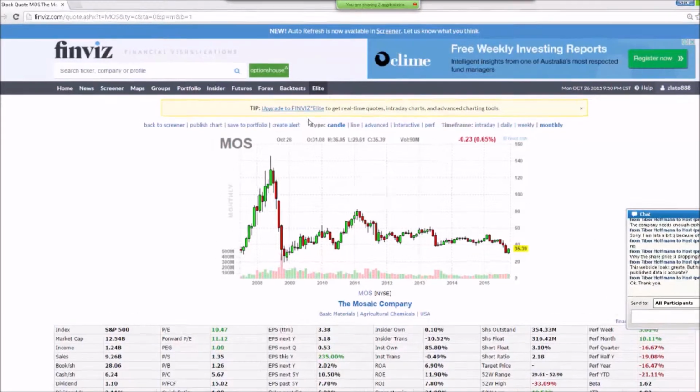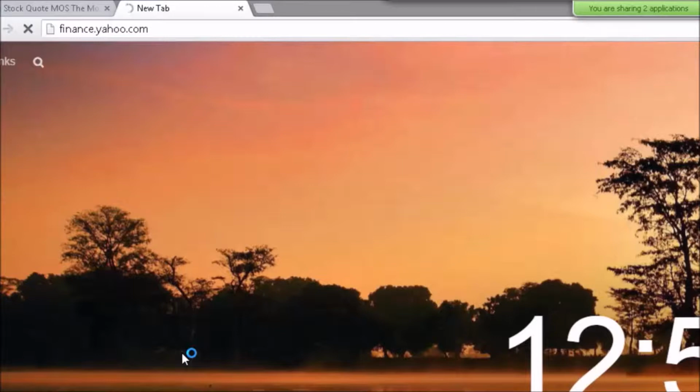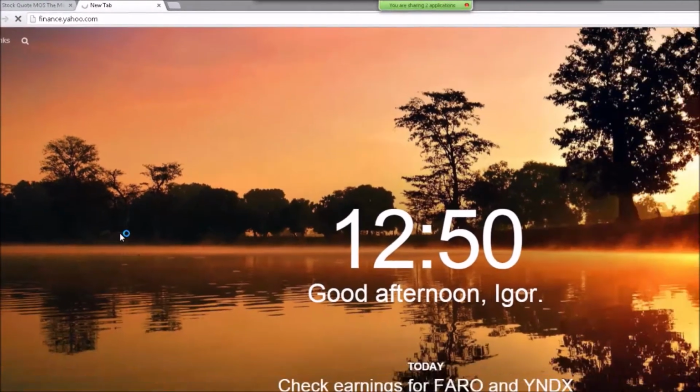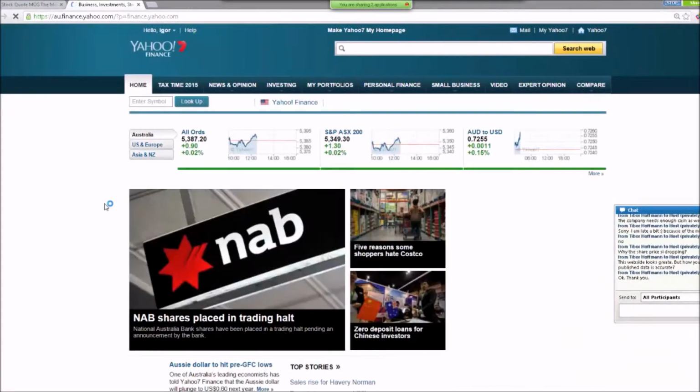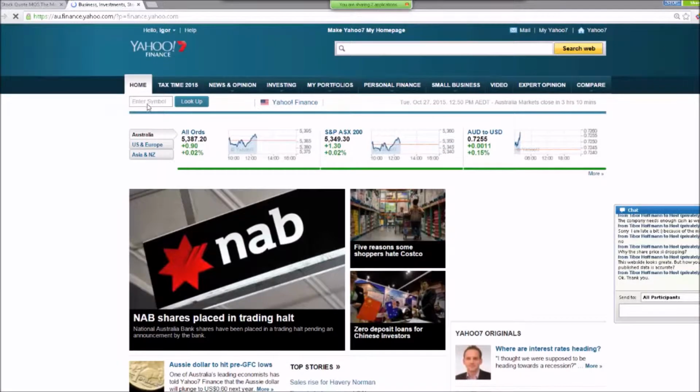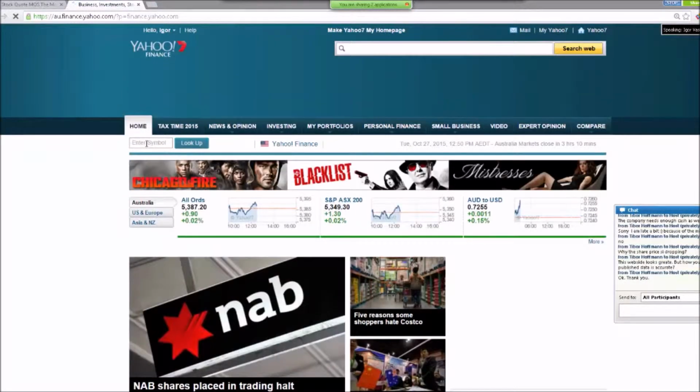For example, if we go to the website of Yahoo Finance and look at the same company, we'll see if there is any difference in the ratios. That would be the reason why some investors prefer to calculate it themselves.